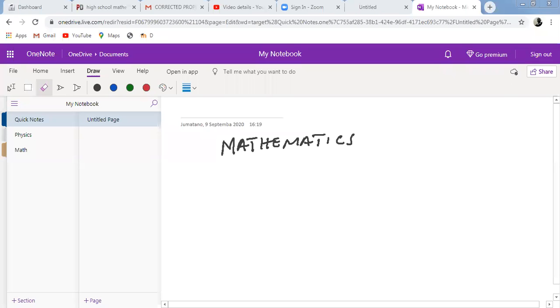In today's class, I'm going to introduce this unit on mathematics. But before that, I want to introduce myself. My name is Mr. Makori and I will be teaching you this unit on mathematics.